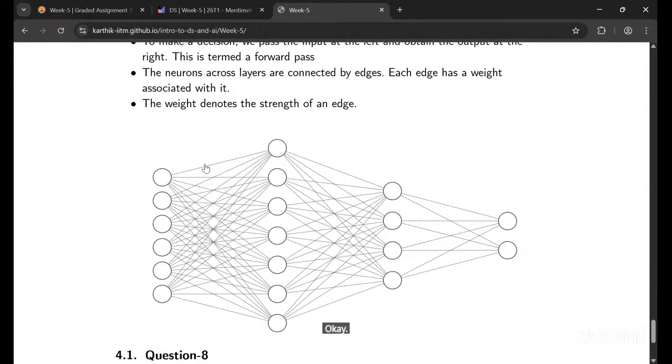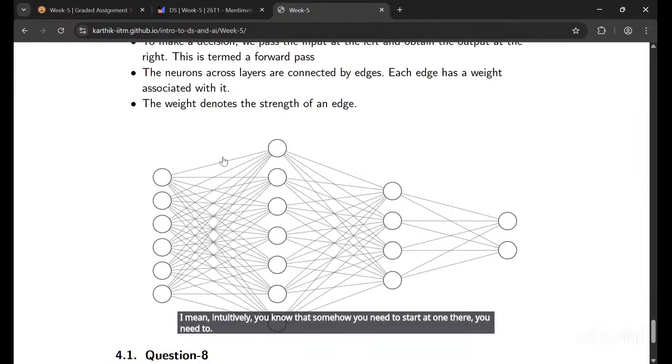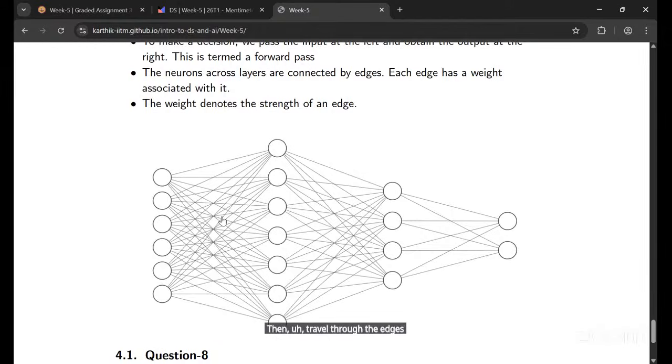See, as I told you, this is your structure, and what you have to do is this is one layer, second layer, third layer, fourth layer. Intuitively, you know that somehow you need to start at one layer, travel through the edges in some manner, then reach the second layer, do the same thing again, and finally end up here. So this traveling process, as in how am I going to go from one layer to the next, and what path and what equation or calculation am I going to use, that is what we decide.